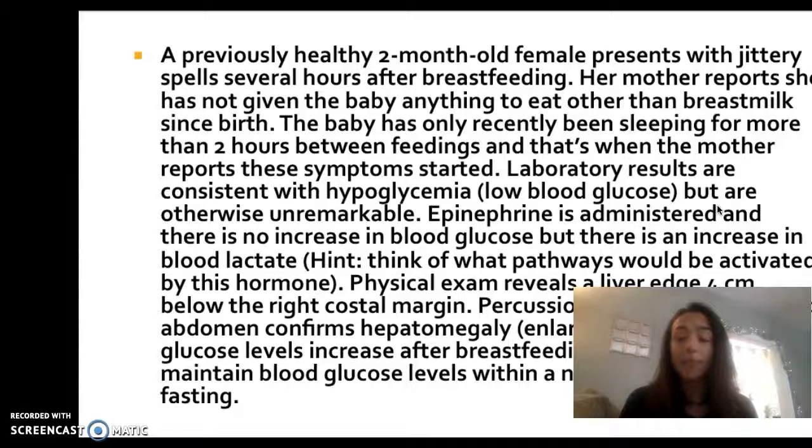Physical exam reveals a liver edge 4 centimeters below the right costal margin. Percussion of the right chest and abdomen confirms hepatomegaly, which is an enlarged liver. Blood glucose levels increase after breastfeeding, but she cannot maintain blood glucose levels within a normal range during fasting.